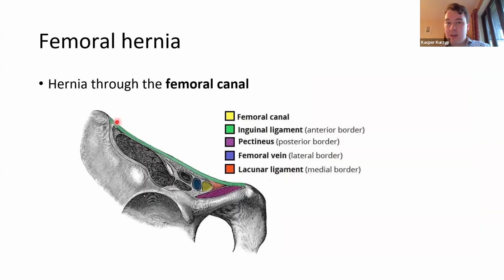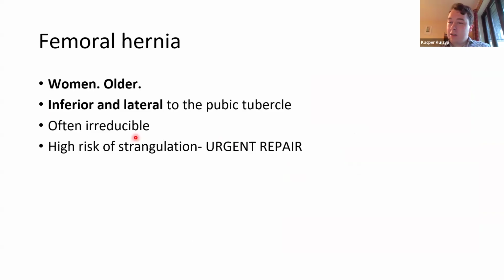Now, femoral hernias are the rarer but scarier ones. They go through the femoral canal, and this is typically higher risk in females, again, older females. As you've identified previously, it is inferior and lateral to the pubic tubercle. They are often irreducible at presentation, and there is a high risk of them becoming strangulated. Therefore, these patients will be going onto the urgent waiting list.